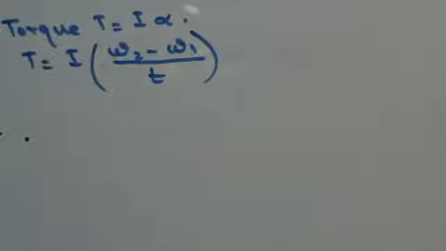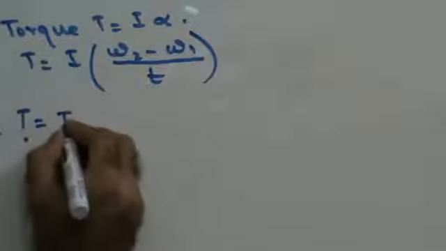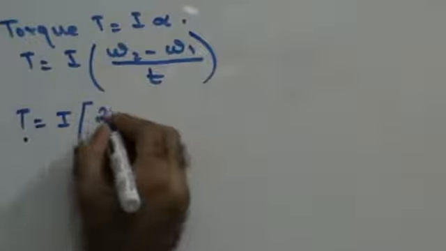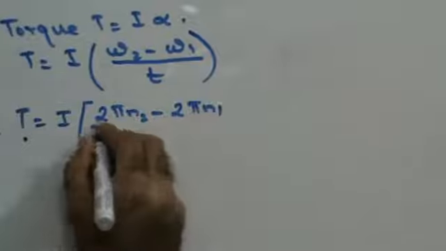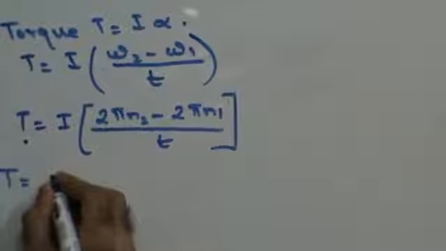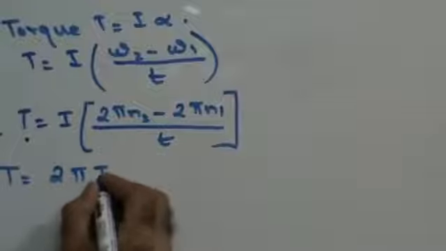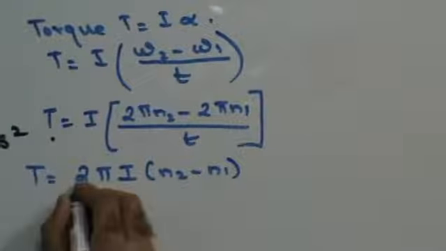Omega is nothing but 2 pi n. So I can say that torque is I into 2 pi n2 minus 2 pi n1 upon t. So torque is equal to 2 pi I into n2 minus n1 upon t.